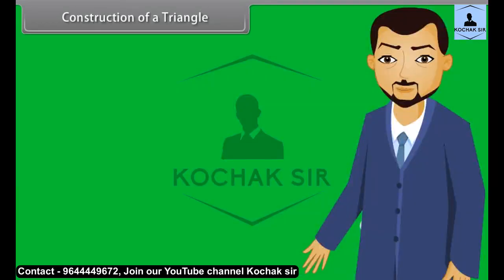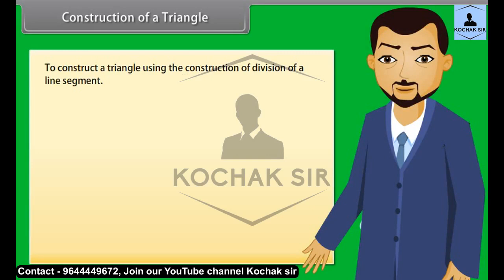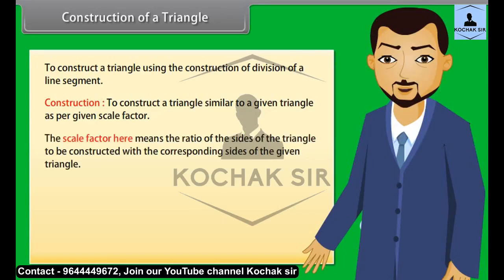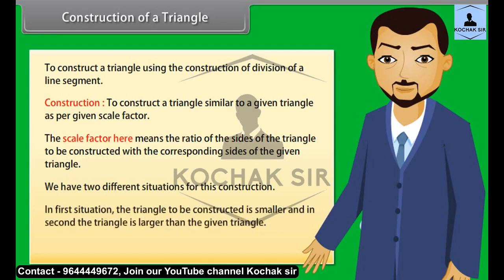Construction of a triangle. We will now learn to construct a triangle using the construction of division of a line segment. Construction: to construct a triangle similar to a given triangle as per a given scale factor. The scale factor here means the ratio of the sides of the triangle to be constructed with the corresponding sides of the given triangle. We have two different situations for this construction. In the first situation, the triangle to be constructed is smaller, and in the second, the triangle is larger than the given triangle. We will solve some examples to understand this.